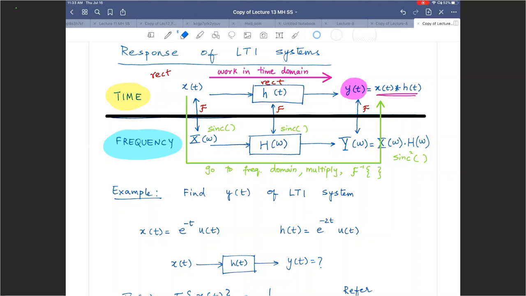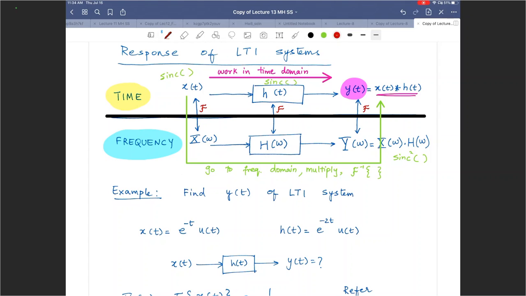For example, what if I switched this around? I'm trying to give an example where the other way is better. I will say sinc here and sinc here. When I choose sinc functions for x of t and h of t in the time domain, convolving the two sincs might actually be very difficult. It might turn out to be very, very difficult.